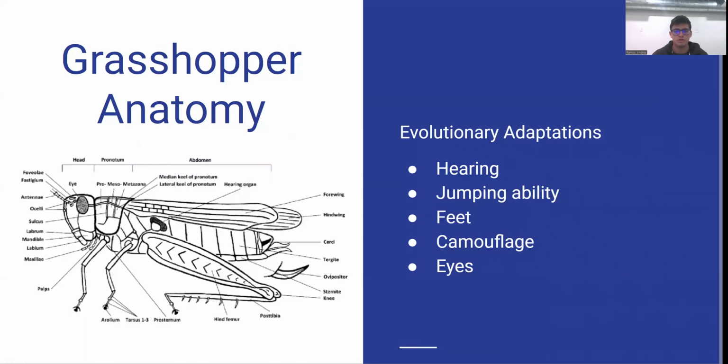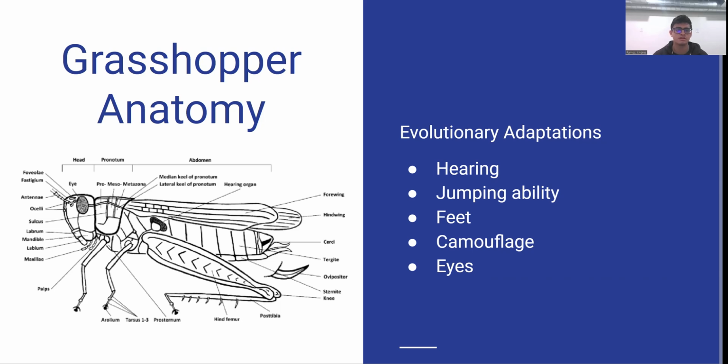The picture on the left is the anatomy of a grasshopper, which showcases certain evolutionary adaptations. The first of which is hearing. They have a very acute sense of hearing, which allows them to hear predators from large distances, and then their enlarged hind legs allow them to jump really far distances and also very quickly, which allows them to escape from predators.